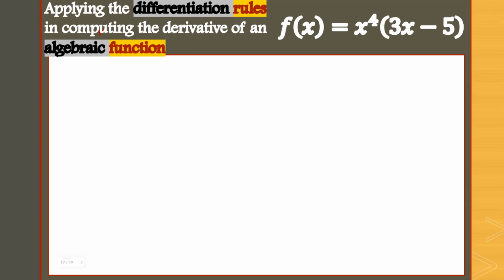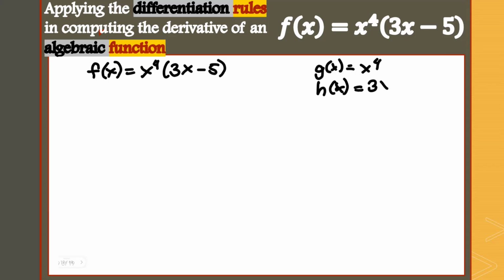So we have here our function f of x is equal to the product of x to the power 4 and 3x minus 5. Let me redo the notation here because in our previously proven theorem, we used h of x to represent a product of two functions f and g. But since the given here is f, let me denote g of x being x to the power of 4 and h of x being equal to 3x minus 5. Hence, we can establish here that f of x is the product of g of x and h of x.